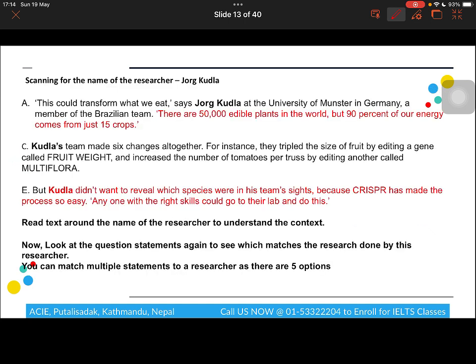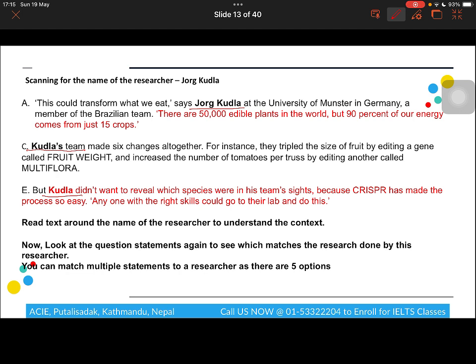Now we find the name Georg Kudla in multiple paragraphs. For example, in paragraph A, paragraph C, paragraph E and B. And be very careful, because you may find just half of their names, or the full names, or just the last name, but you have to read what the researcher is saying. Now, what we are going to do is read around the names of the researcher that we have found in the paragraph, and let us read.